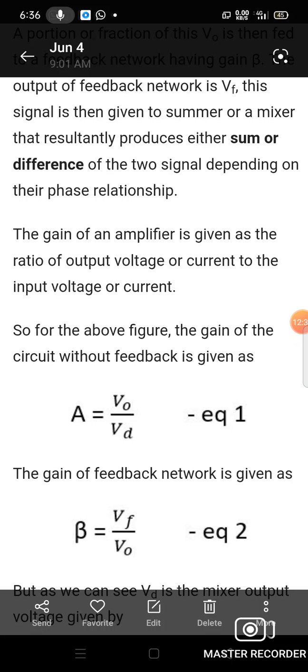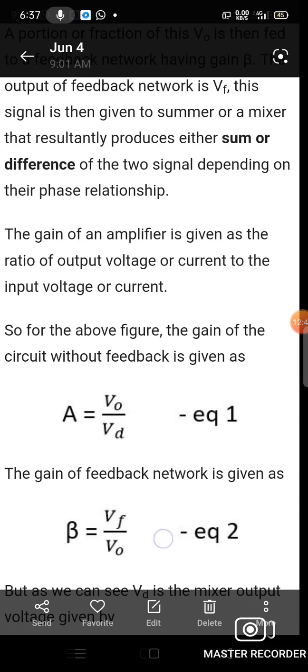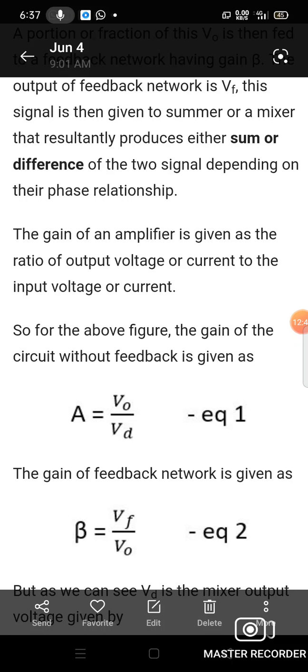That equation doesn't consider the feedback network connection. It considers only the amplifier block, and the gain is the ratio of the output voltage to the input voltage, that is Vd. Equation 1 is the gain of the amplifier. Next is the gain of the feedback network. What is the gain of the feedback network?